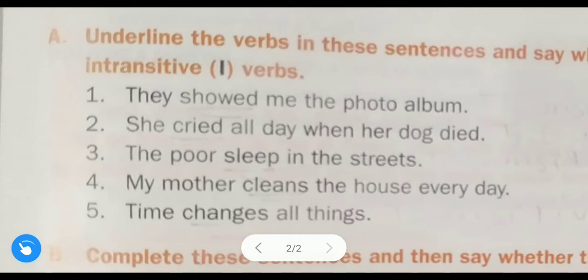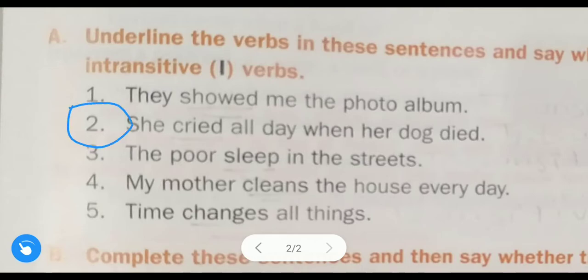Okay, understood? Just remember, you have to frame the question with what. And if you get the answer, then it means that answer is the object, which receives the action of the verb. And in that case that verb is the transitive verb.